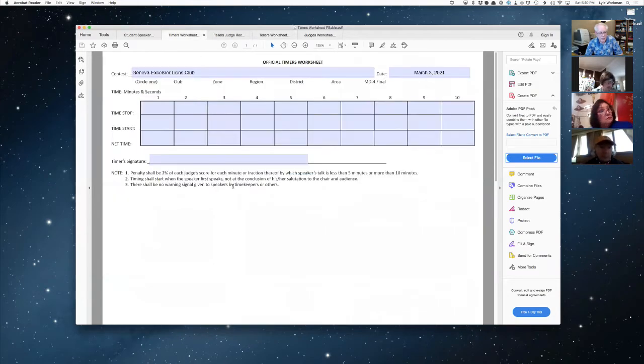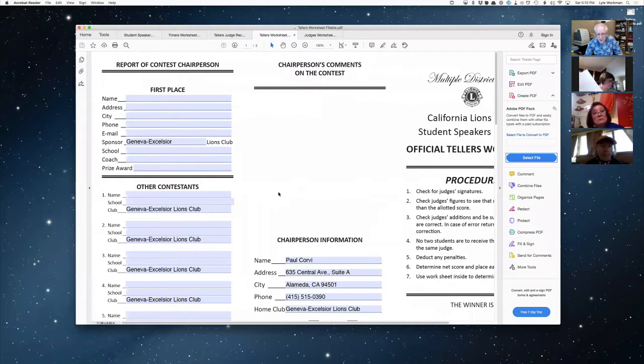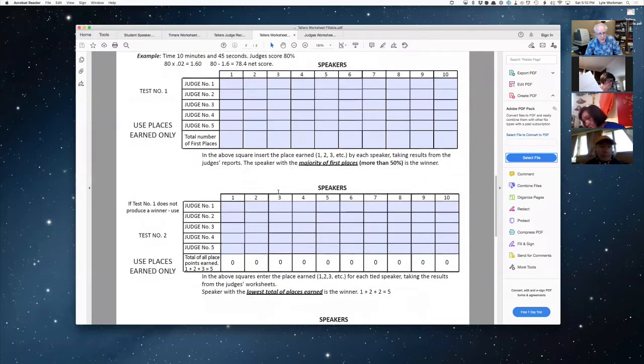Actually, I'll go to the timers worksheet because that's a little simpler. This records how much time a speaker uses for his speech. We should have either 2 or 3 speakers, so we'll be using columns 1, 2, and 3. Jumping back to the tellers worksheet. This is also 2 sides, but I'm just going to concern myself with the second side today.